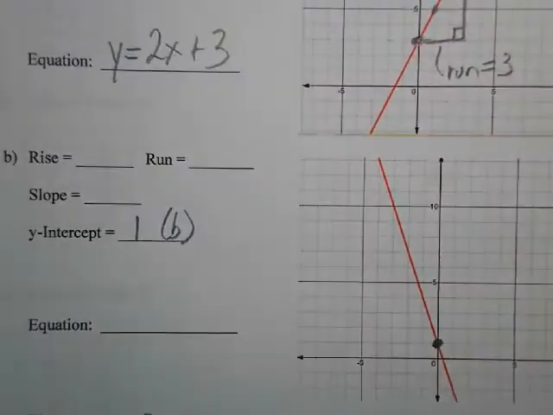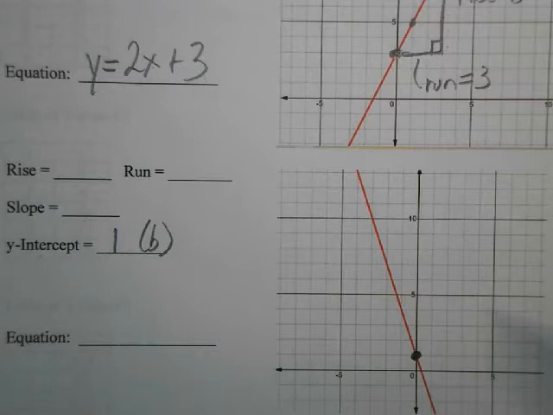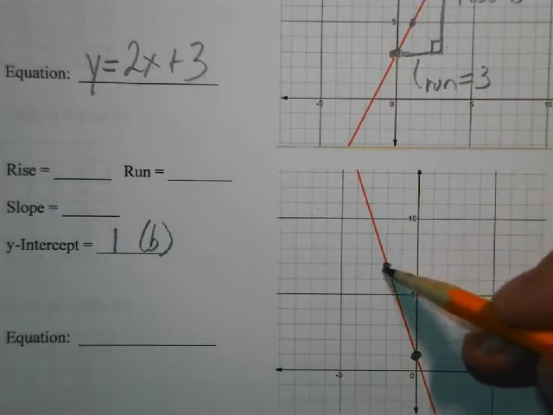Now we want to find 2 points. So let's reuse the y-intercept. It was a good point. And I see there's just several points. I'm going to pick this point here.